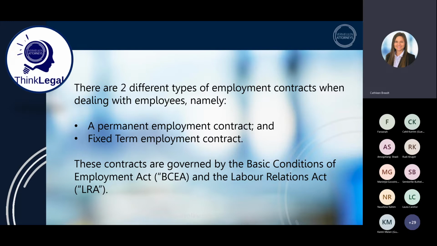Also, the conditions set forth in the BCEA still apply, even if you don't make provision for them in your agreements. So it's very important to note that although you have contractual freedom, you cannot just put any clauses into your agreements, especially when they contradict the acts that are in place. One has to stick to the legislation, and if you do not, then the legislation will prevail.